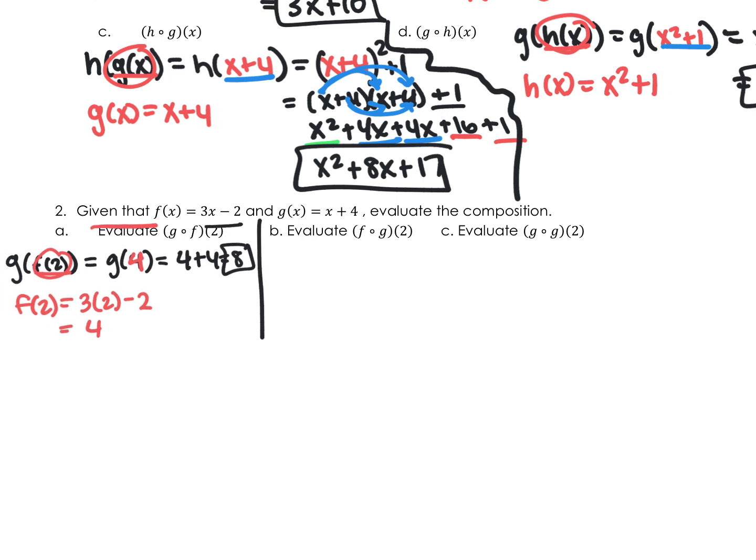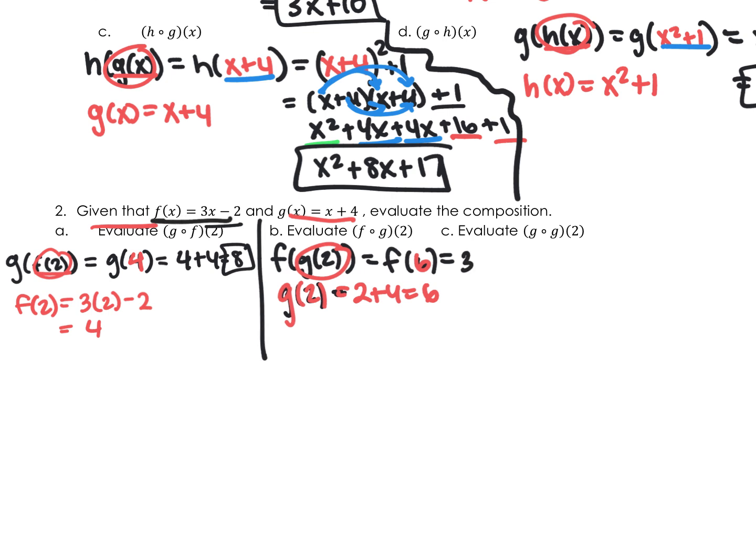So now we'll come over here to b, and we'll do f of g of 2. Start on the inside. Plug 2 into your g equation. You get 6. Come up here and put that in here for g of 2. Plug 6 into your f equation. And you'll get 16.